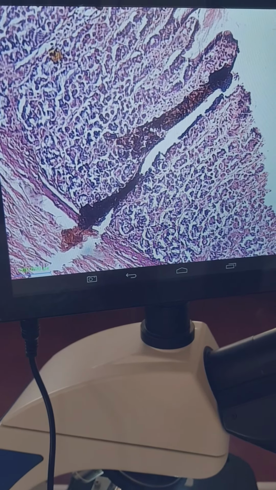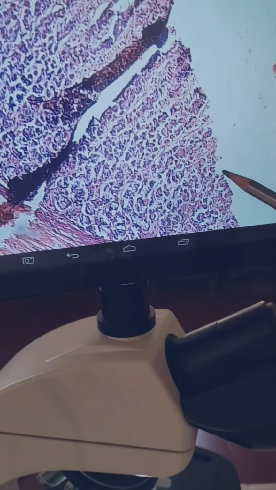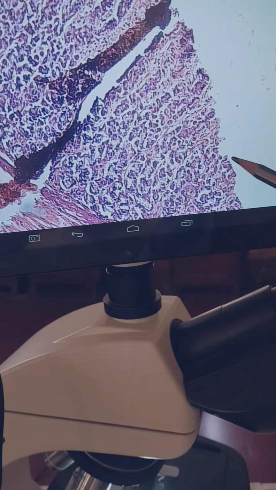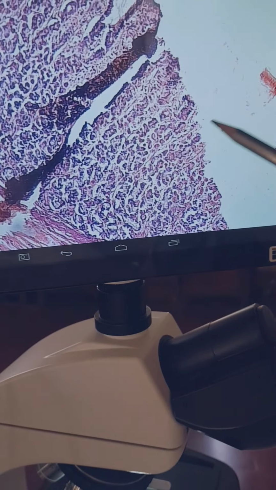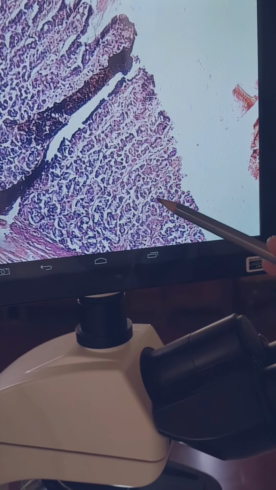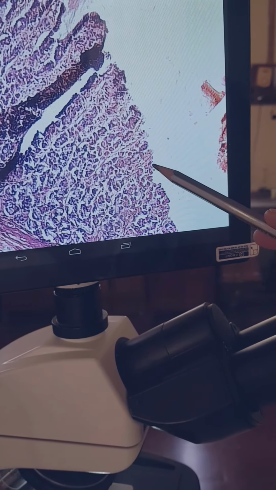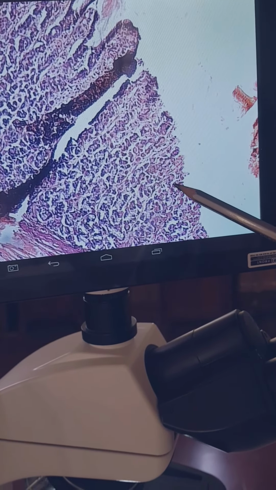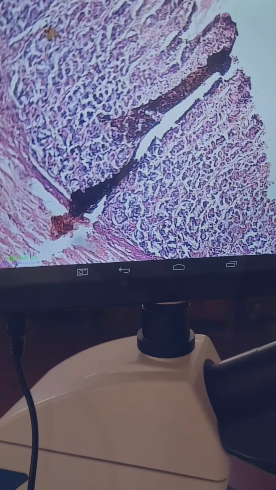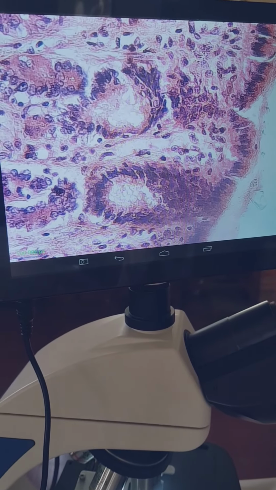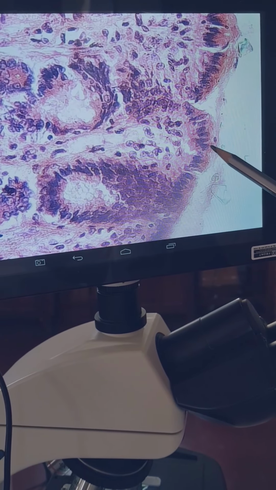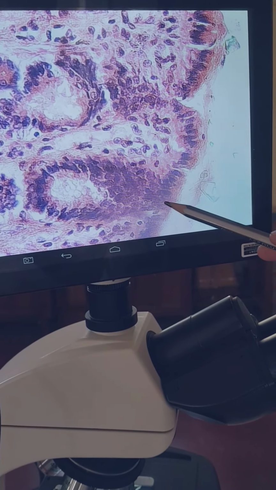This is the slide of stomach. The third epithelium we are seeing is the simple columnar epithelium. This is the lumen and this is the mucosa of the stomach, which is lined by simple columnar epithelium. This is low power. Now we will see it on high power. See, we focus this simple columnar epithelium on high power.